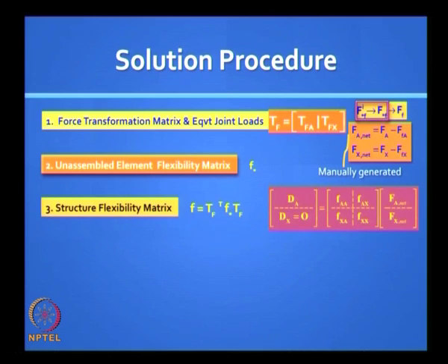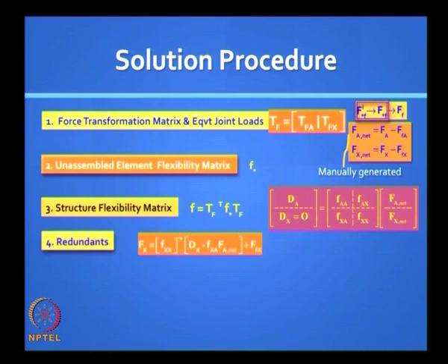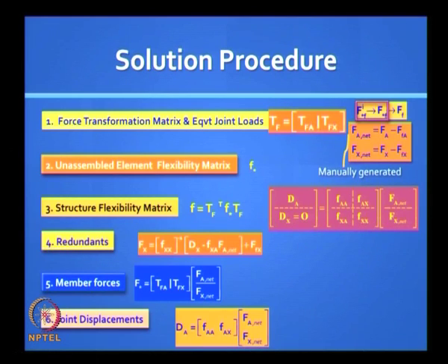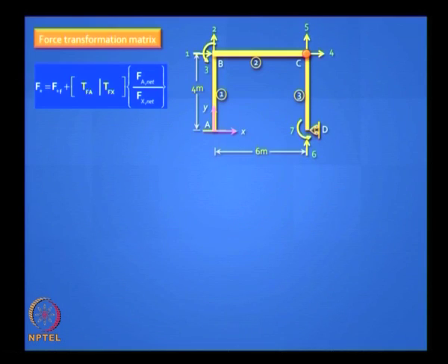Unassembled element flexibility matrix, structure flexibility matrix, TF transpose F star TF, write down the displacement equations, solve the compatibility equations, get the redundants, get the member forces, and if you wish, get the joint displacements. Okay. The procedure is very clear. The items 4 and 6 emerge from those set of equations. From the second equation you get the redundant, from the first equation you get the joint displacement. We have done this earlier, the procedure is the same.